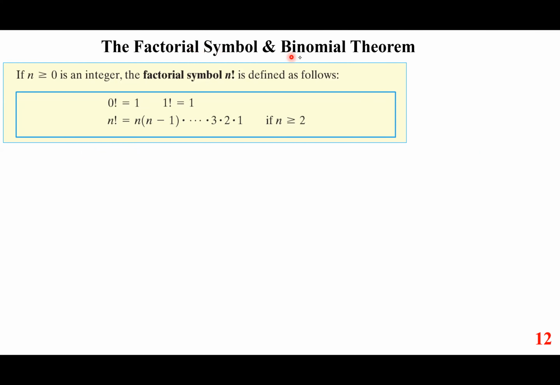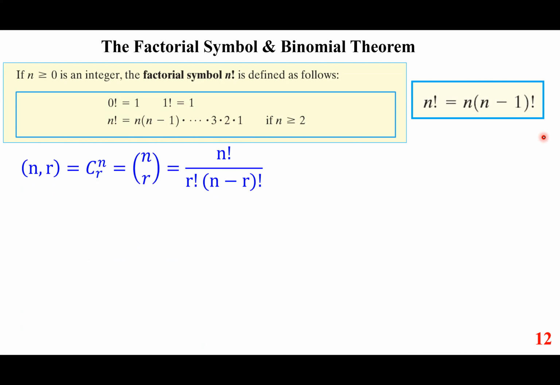Let me remind you of the factorial symbol and binomial theorem. If n is larger than or equal to 0, the factorial symbol n factorial is defined as follows. 0 factorial is 1, 1 factorial is 1, and n factorial is n times n minus 1 all the way times 3 times 2 times 1, all the numbers before that. At any point, n factorial can be n times n minus 1 factorial, or you can say n times n minus 1 times n minus 2 factorial. Whenever you stop, you can put a factorial. And this is a combination formula.